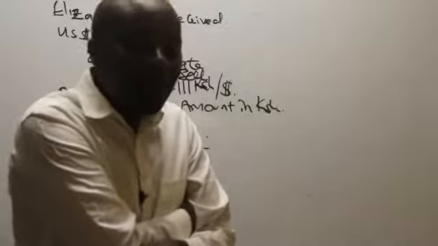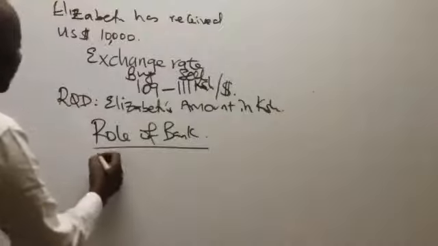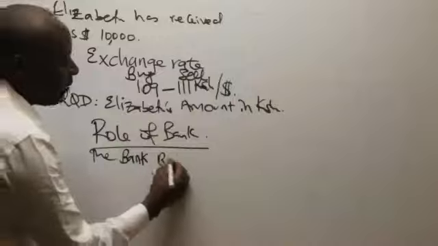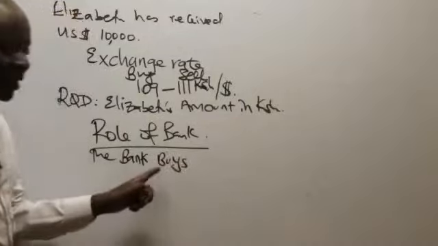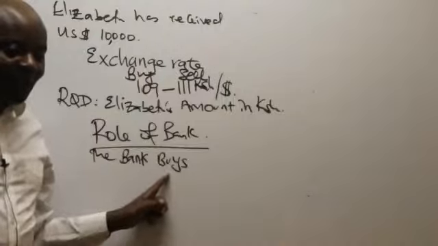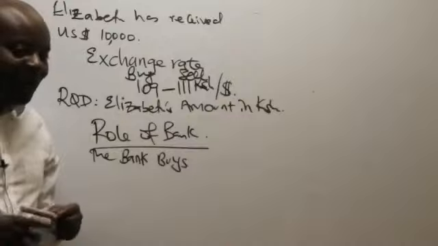In this case here, the bank will be buying. So the bank buys. Are we together here that the bank will be buying this foreign currency? Yes, but now there is a problem.